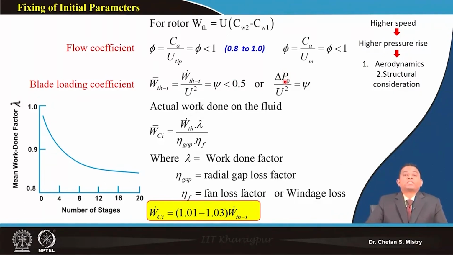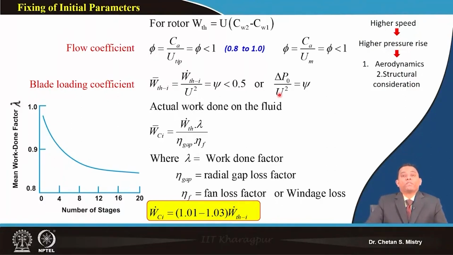In some of the literature, people are defining ΔH by u square. It is nothing but static enthalpy rise divided by u square. This u here may be the mean or it may be the tip. So based on the designer's choice, you need to check what peripheral speed they are using.